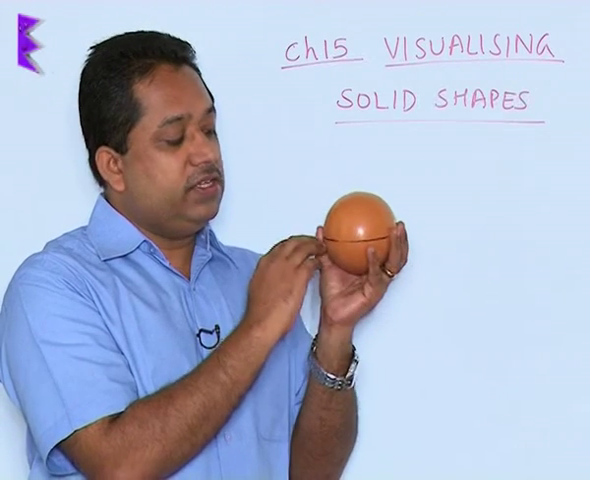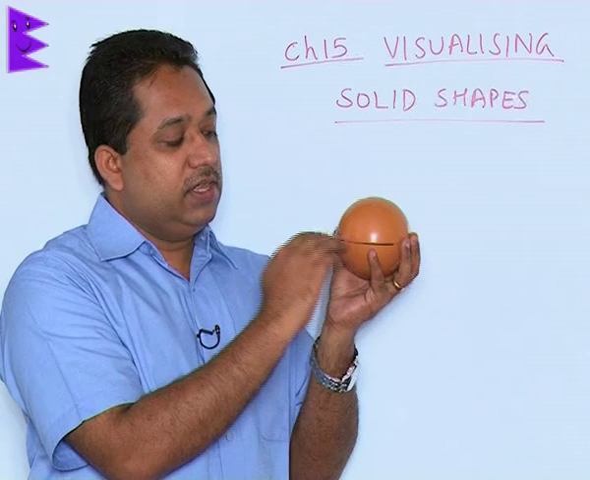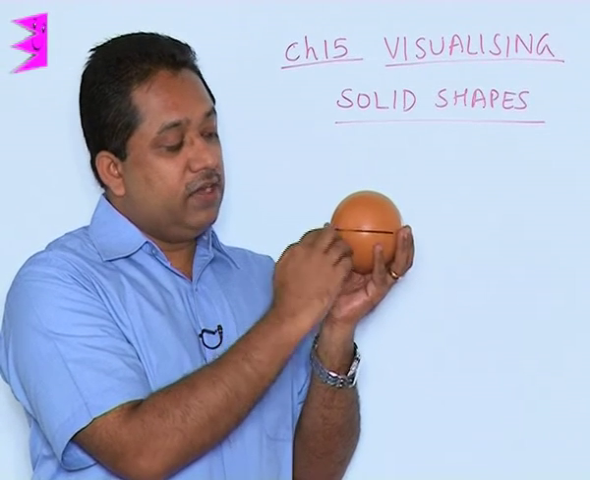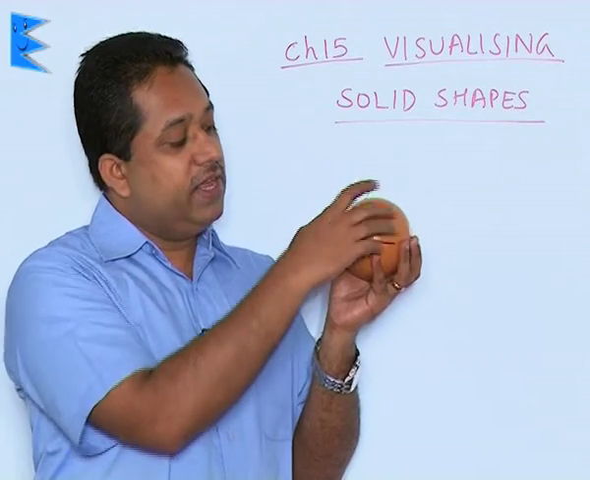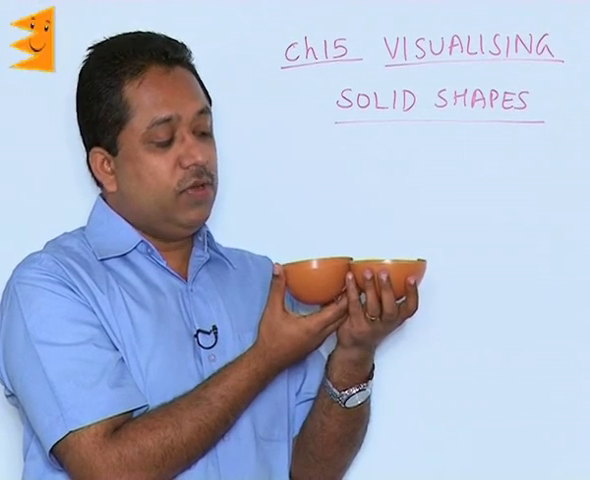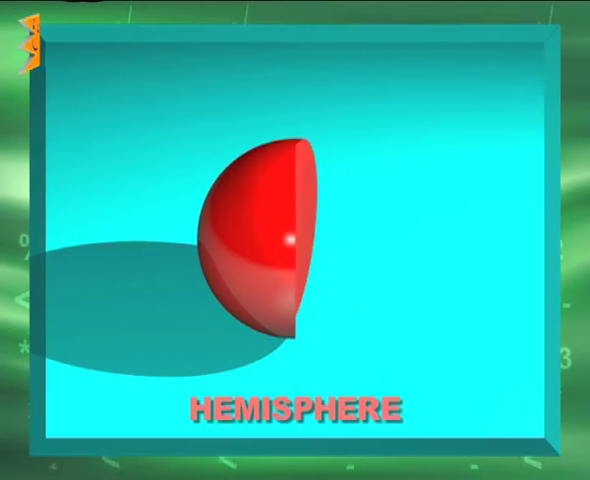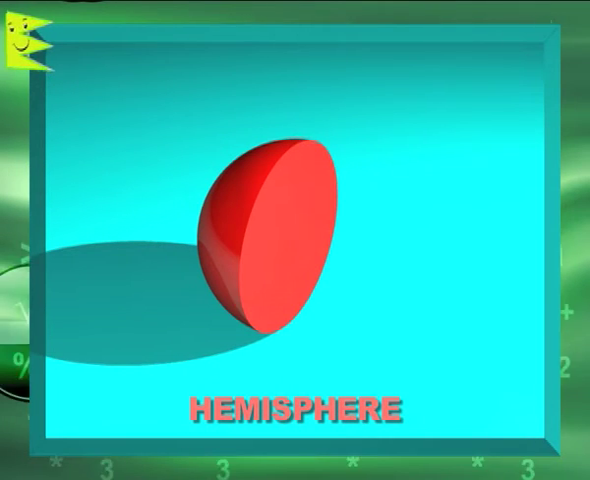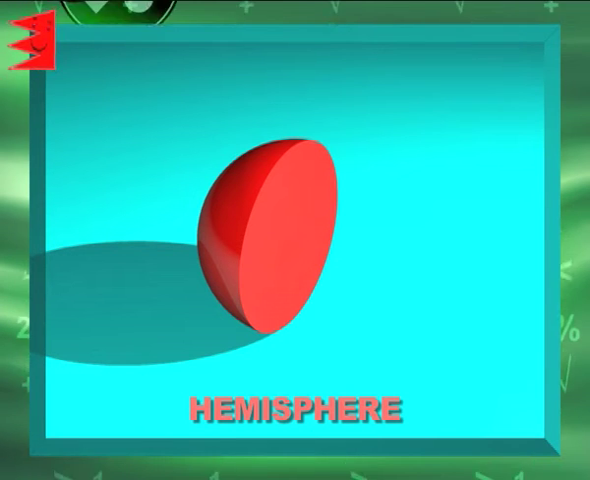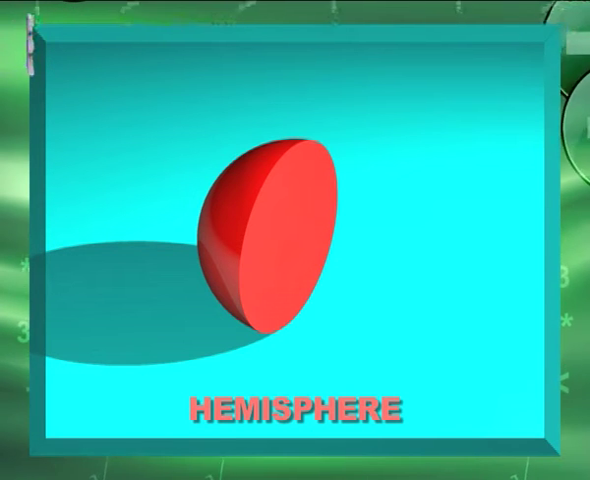Now, if I divide this into 2 identical portions by cutting it through the exact center, then we are going to get 2 hemispheres. Each portion is going to be identical, and this is called a hemisphere. So, one sphere can be split into 2 hemispheres. A hemisphere can be open or it can be closed.